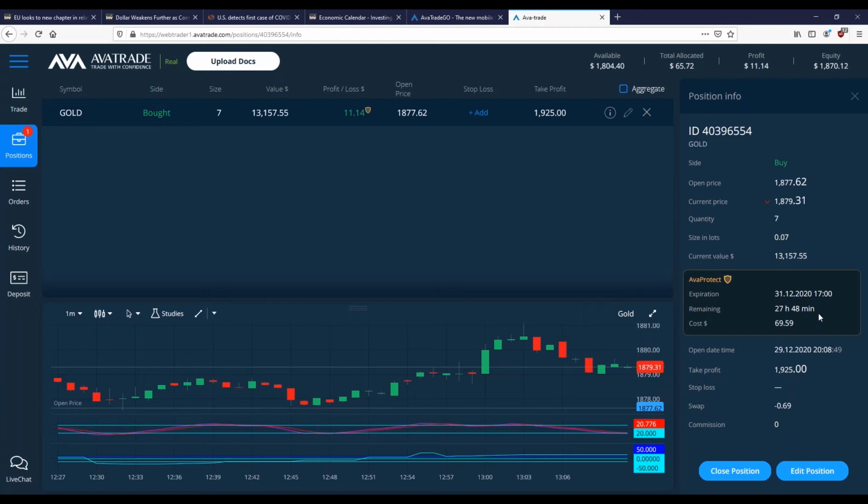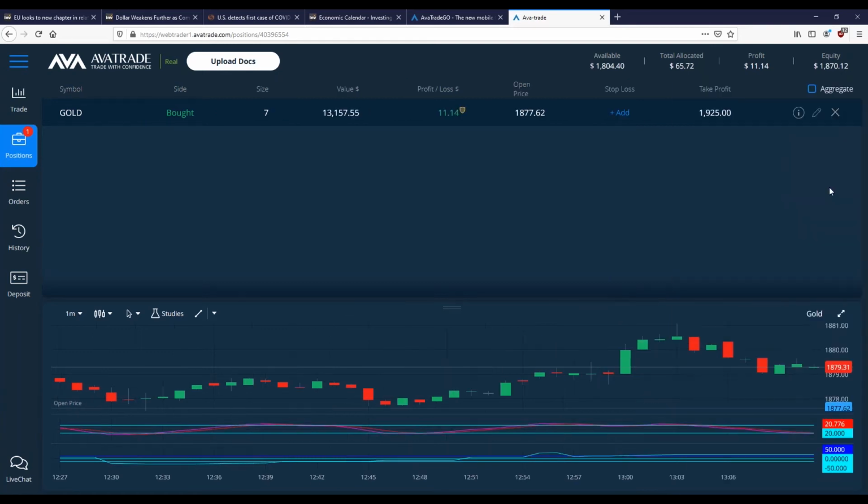With a stop loss, you're putting a certain distance to your stop loss, and it could be a lot bigger risk than what you're risking with the cost of AvaProtect. Now, the stop loss doesn't expire, right? AvaProtect eventually expires. Then you would want to add a stop loss potentially.